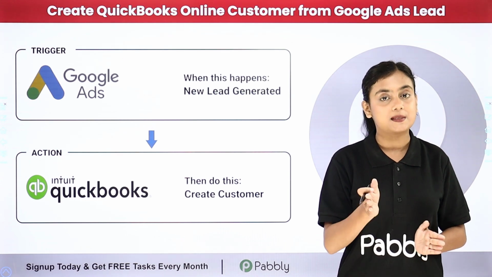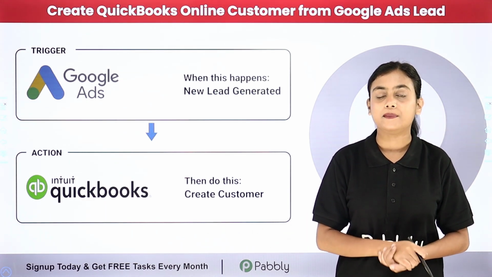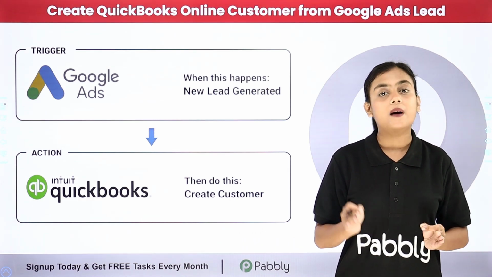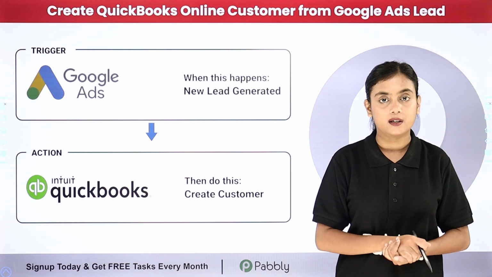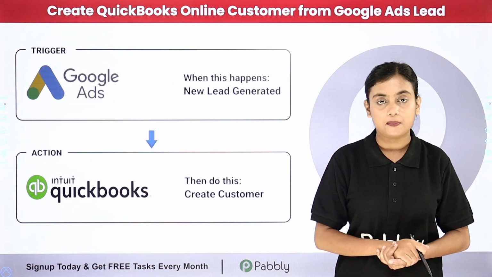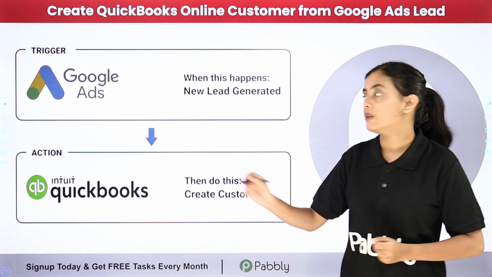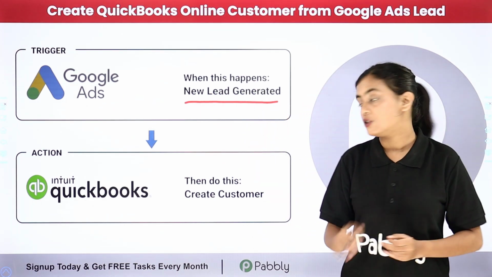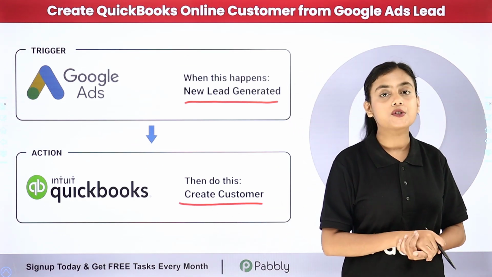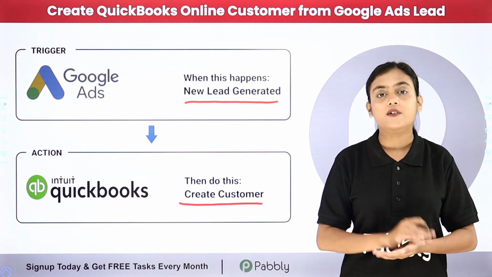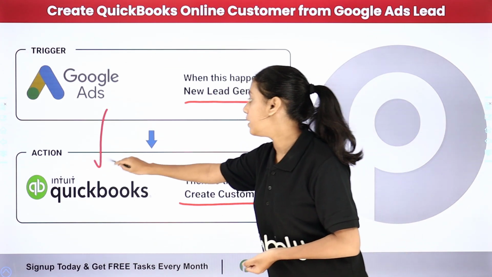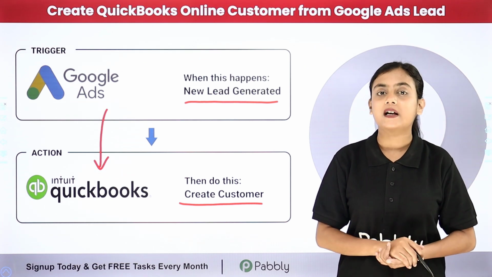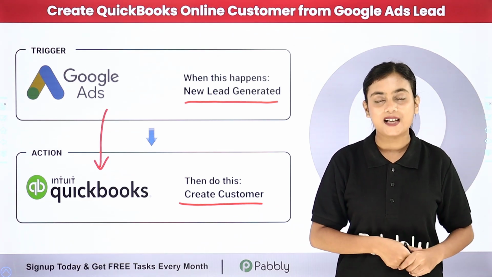And if I'm going to do this manually, it is going to take me a lot of time. So what I did was I simply created an automation using Pabbly Connect, which is an amazing automation and integration software. So here in this automation, whenever a new lead is generated using Google Ads, automatically that lead is going to be created as a customer in my QuickBooks Online account. And for that, I will be creating an automation between Google Ads and QuickBooks Online with the help of Pabbly Connect. So if you want to learn about this amazing automation, then let me take you all to my screen.